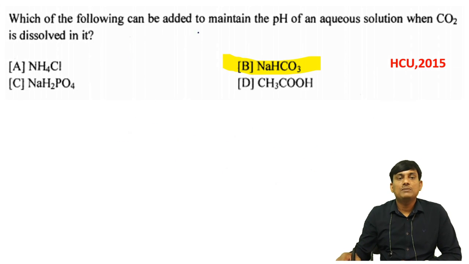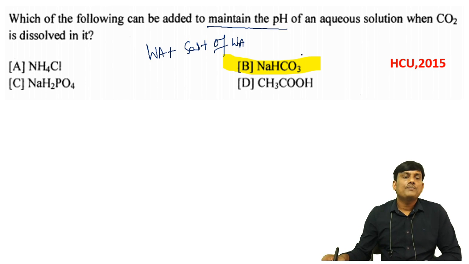Which of the following can be added to maintain the pH of an aqueous solution when CO2 is dissolved in it? We know that buffer solutions maintain a constant pH. A buffer solution is a combination of a weak acid and a salt of the weak acid, or a mixture of a weak base and a salt of the weak base.